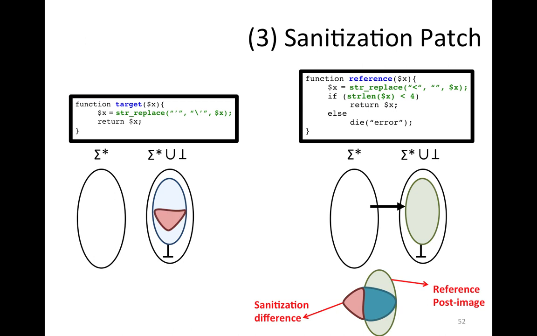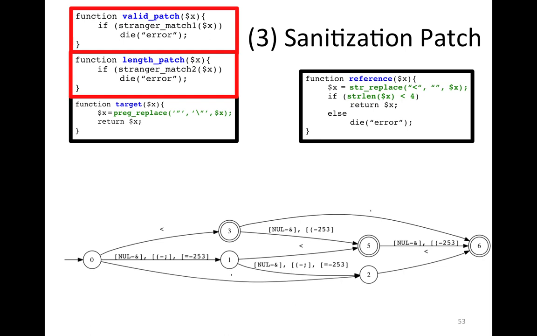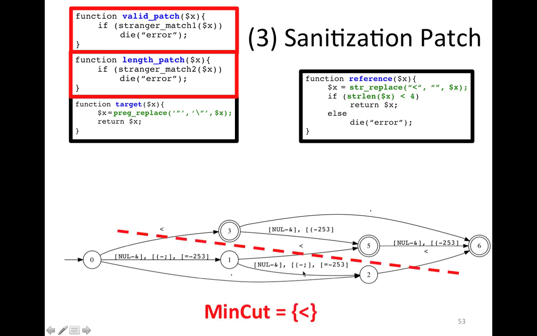Given this output, and without assuming the two patches, we are going to compute the pre-image, and then we are going to apply the min cut on this. So these are the inputs that resulted in the sanitization difference, which is the third type of differences that we have. Okay, and this is the automata basically. These are the inputs that resulted in the sanitization difference, and basically they have less than. You see, like they have less than. So given this, this is basically the min cut.